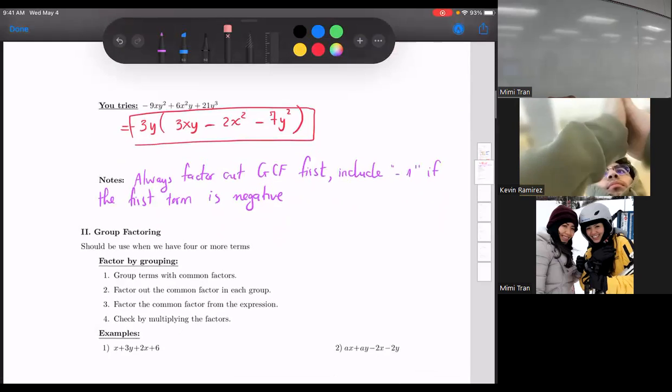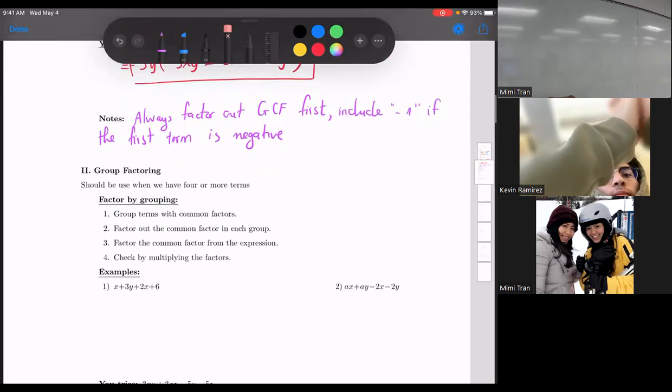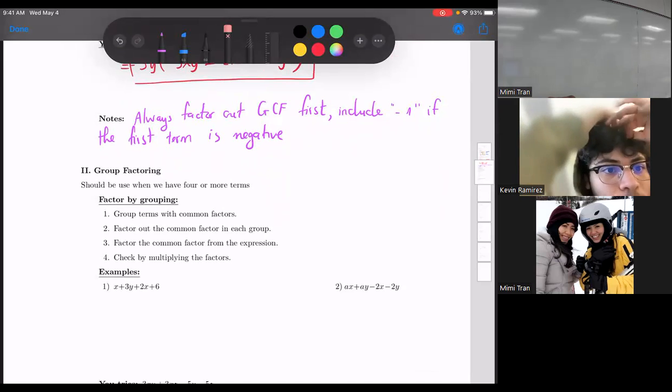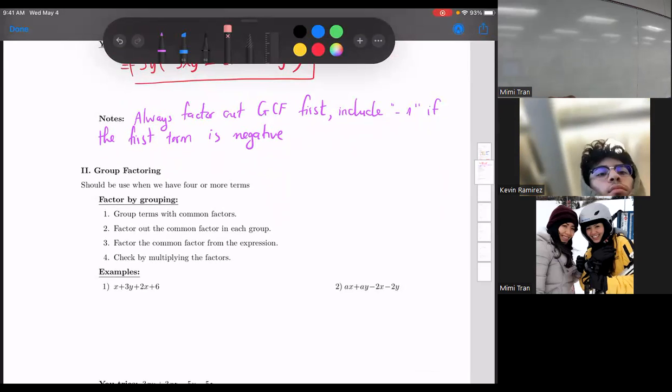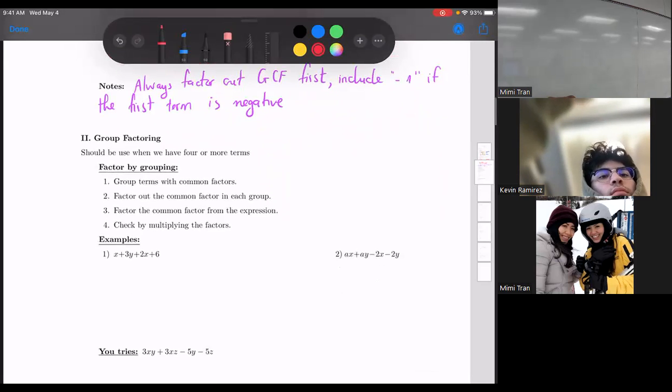All right, group factoring. When do we use group factoring? We use it when we have 4 or more terms, right? Especially 4, or 6, an even number of terms. So you have 4, 6, 8. You usually use group factoring, right? So the first step is to group terms with a common factor. Maybe I'm gonna go through a problem and then I'll talk about the steps. That makes more sense.